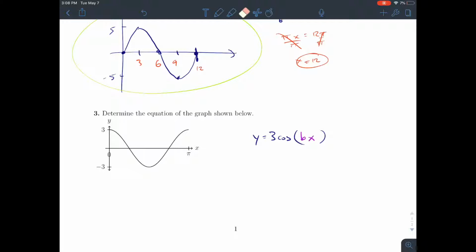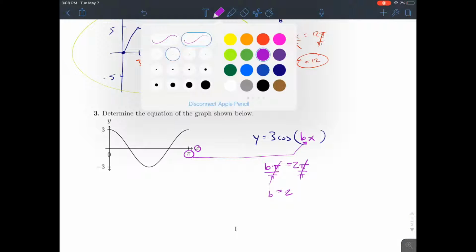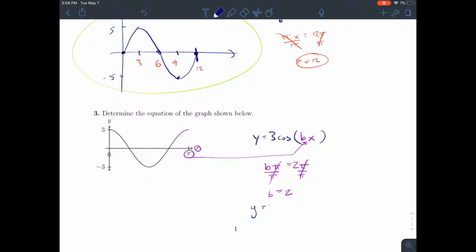So what we're going to do now to find that b value is we're going to say when we plug in pi on the x-axis, then the inside completes a full cycle. So the inside becomes 2pi. So solving for b, we divide by pi on both sides, and we get b must be 2. So the final answer for this equation is y equals 3 cosine 2x.